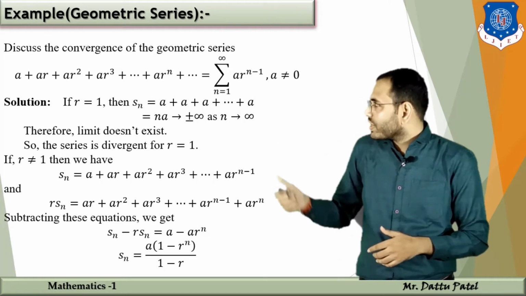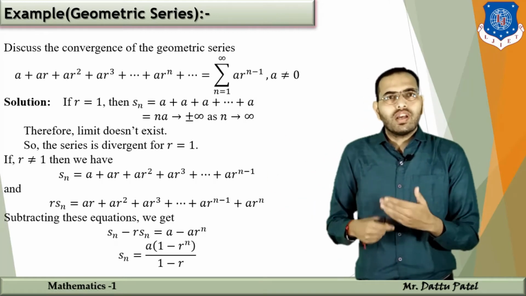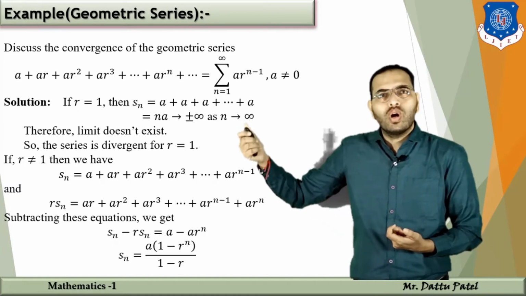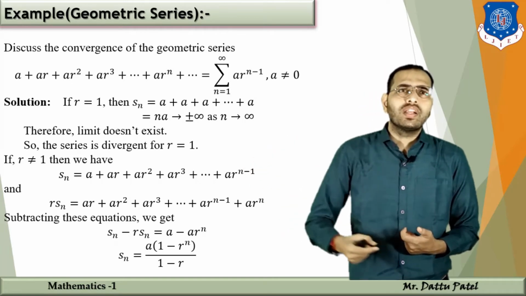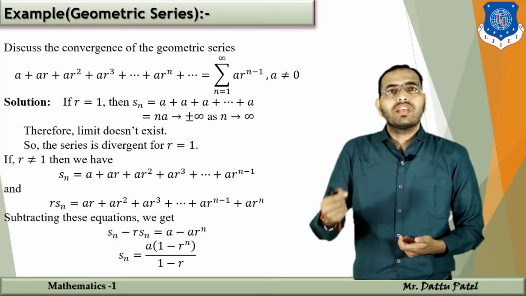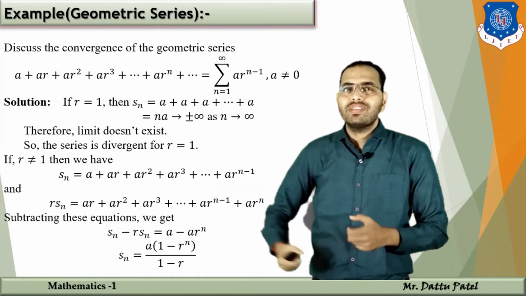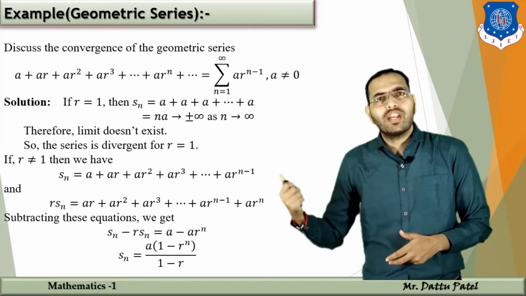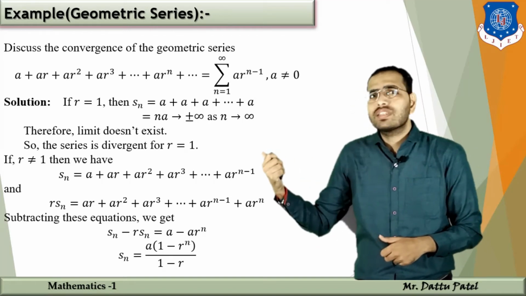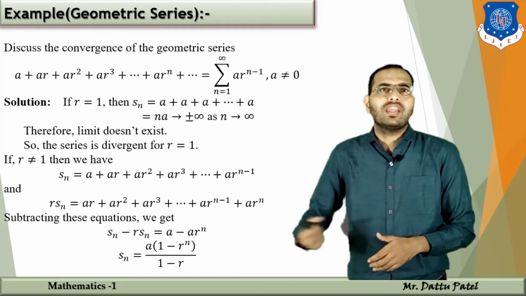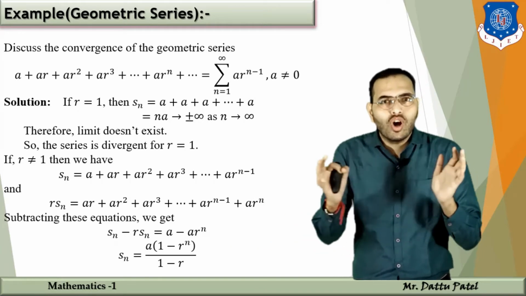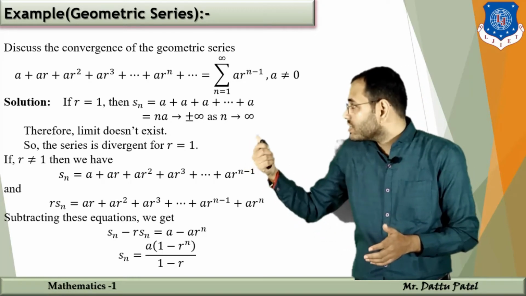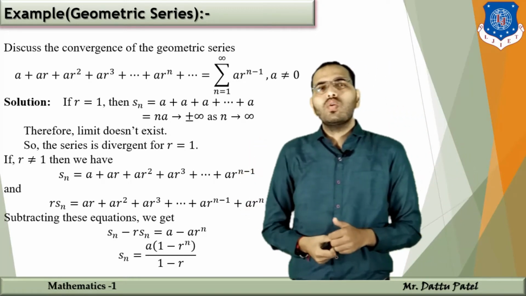Let's see the first condition, r equal to 1. Our geometric series Sn equals a plus ar square and so on. In this series, substitute r equal to 1, then we get a plus a plus a and so on plus a, meaning n times a, so it becomes na. Now applying the limit n tends to infinity to Sn, it becomes plus or minus infinity, meaning the limit does not exist. Therefore we can say that the given series is divergent for r equal to 1.